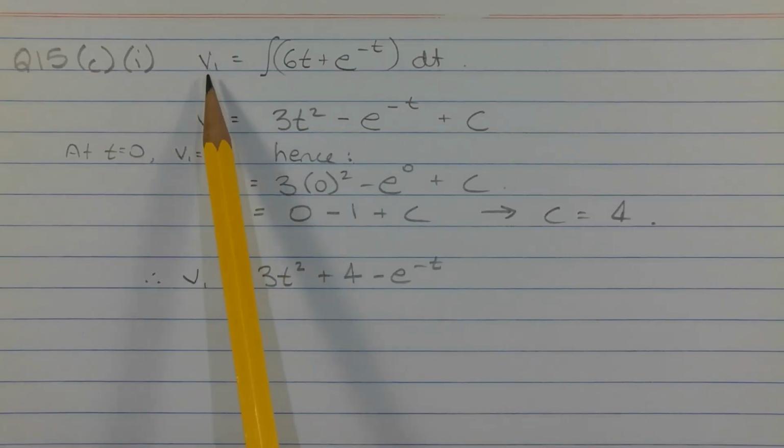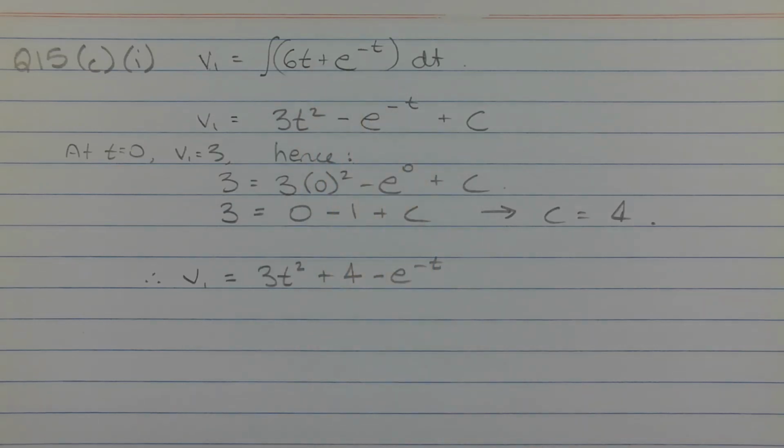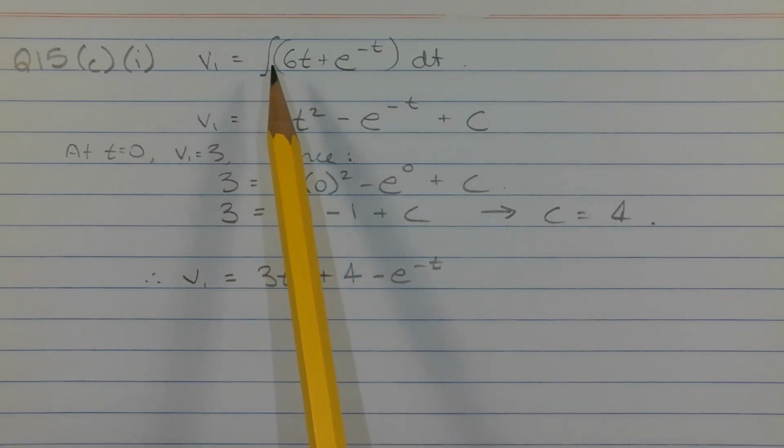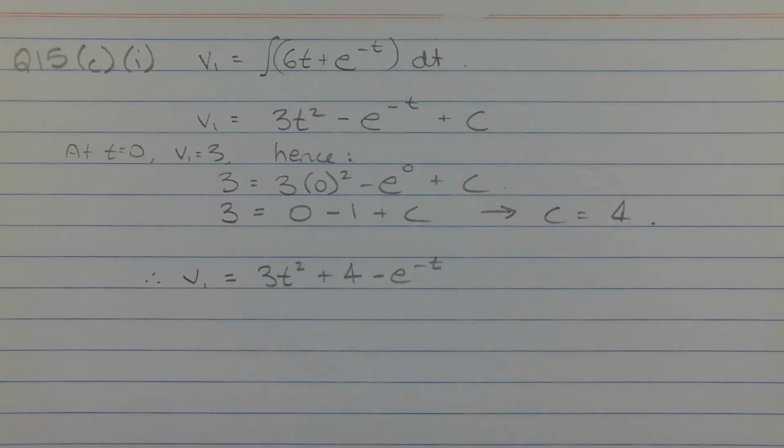The velocity equation v1 is found by integrating the acceleration equation a1. So v1 is equal to the integral of 6t plus e to the power of negative t with respect to t. So performing the integration, we get v1 is equal to 3t squared minus e to the power of negative t plus the constant of integration c, which we'll need to find. And we can apply a boundary condition for that.